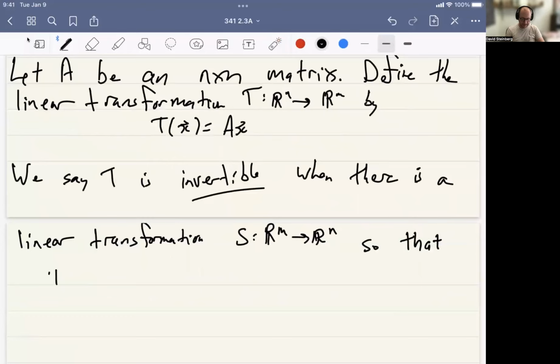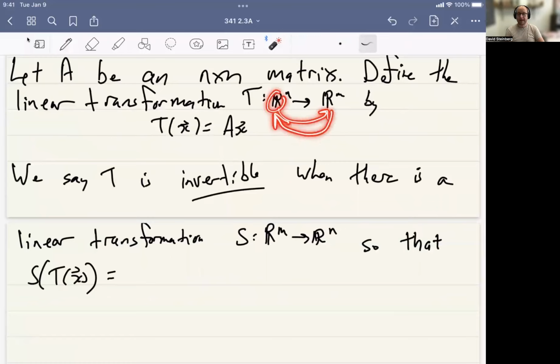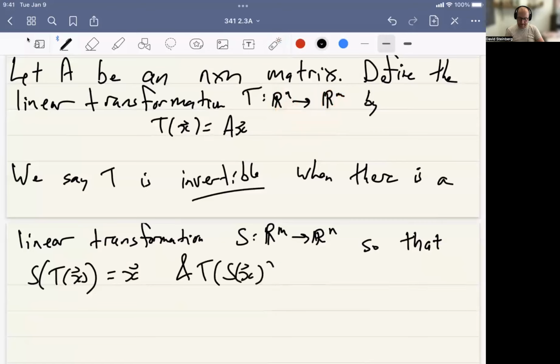if we first do T and apply that to x, and then do S afterwards, the net change should be nothing. We should get back to x again. And same if we start with an x in Rm, and then apply S, and then apply T, we should get back to where we began. So if we take x, apply S to it, apply T to that, we should still get x. This is for each x in Rn.